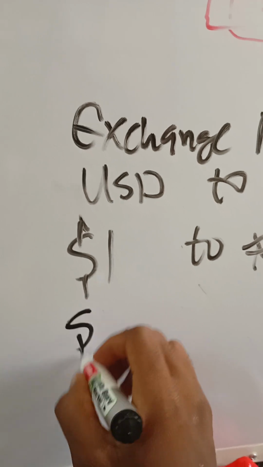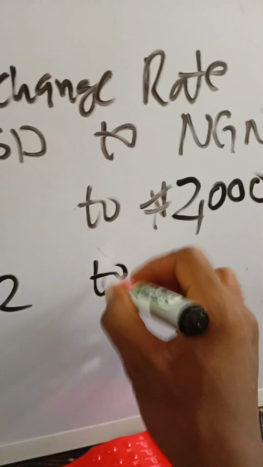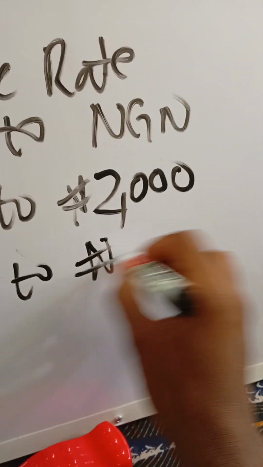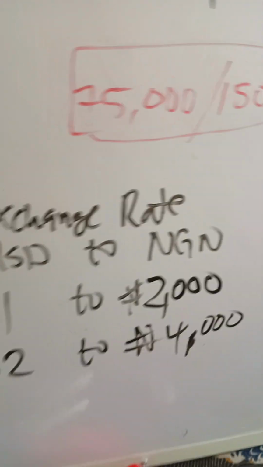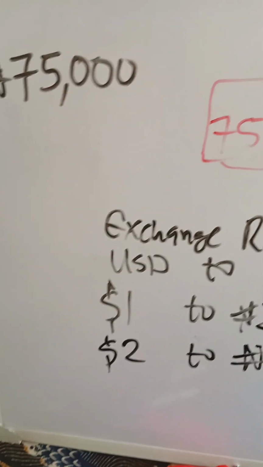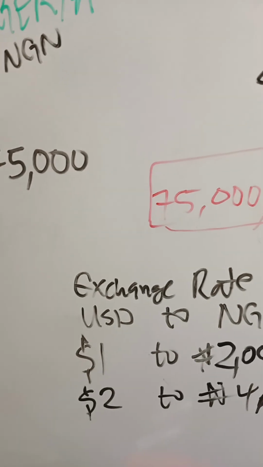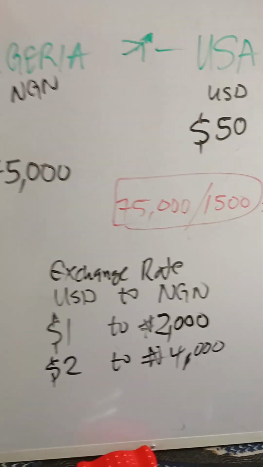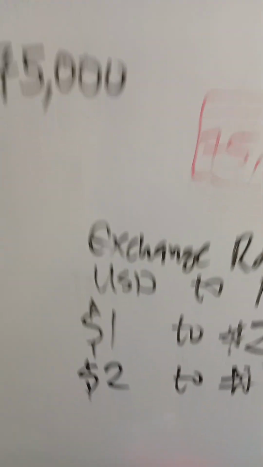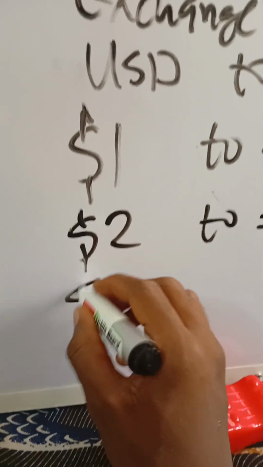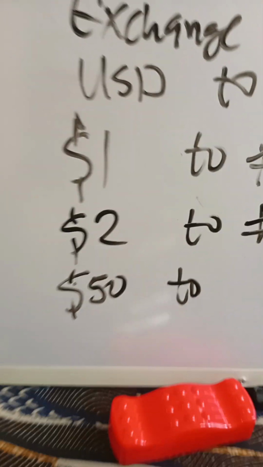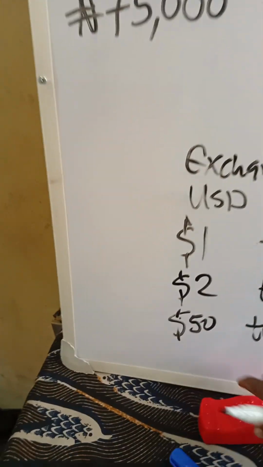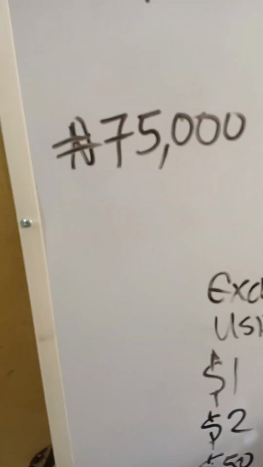Guys, if you have $2 here now and you exchange it, what you'll be having is 4,000 naira. Guys, 4,000 naira. That's what you'll be having because of the exchange rate now of $1 to naira is 2,000 naira. So now, you have $50. So here will be $50 to naira at the exchange rate of 2,000.